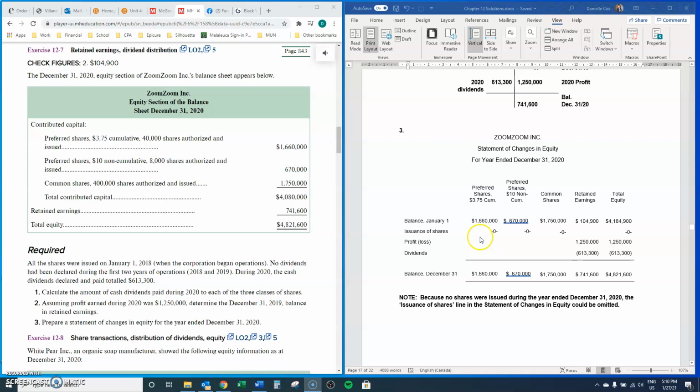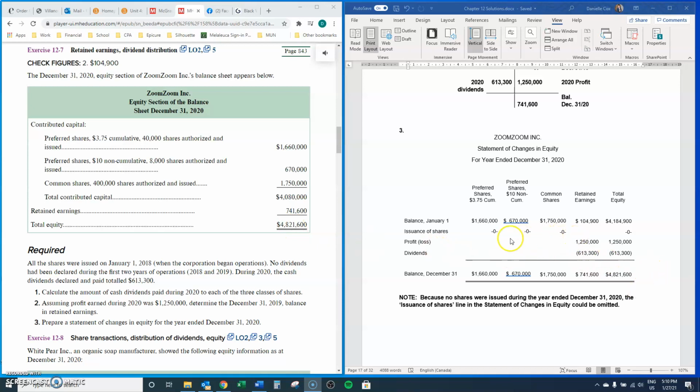Let me scroll this up higher. There were no shares issued. We know the profit during 2020 was $1,250,000. That gets added to retained earnings. And we know the dividend that was paid was $613,300, and that gets subtracted from retained earnings. We calculate our new balances and get our new total equity, which equals what we have here on the equity section of the balance sheet.